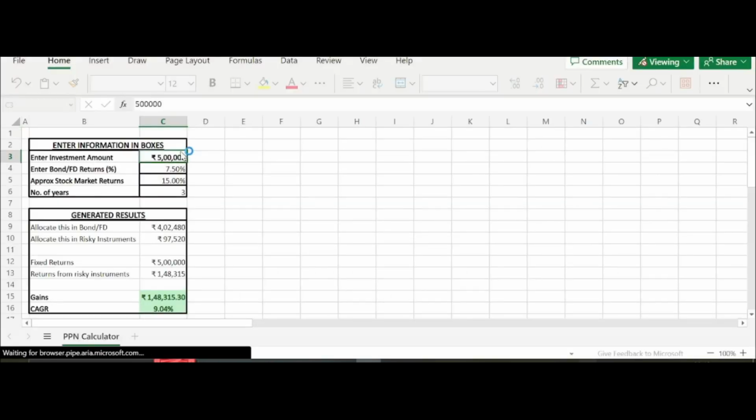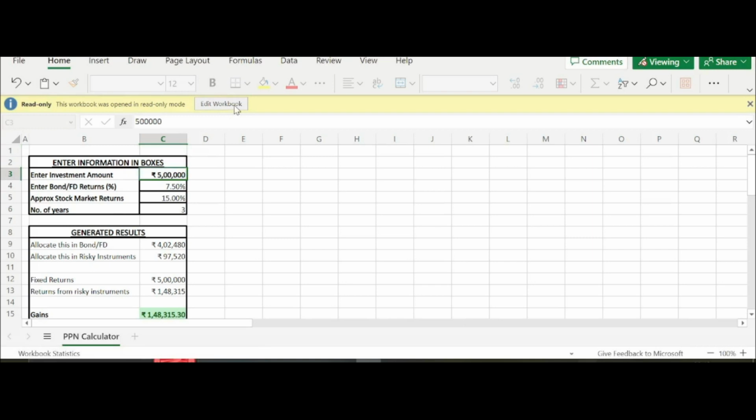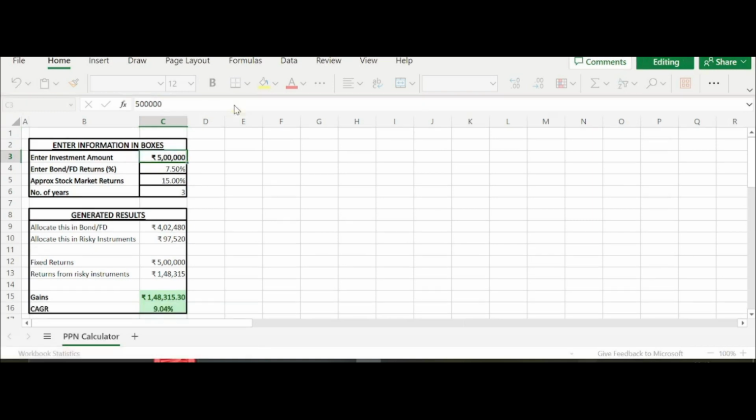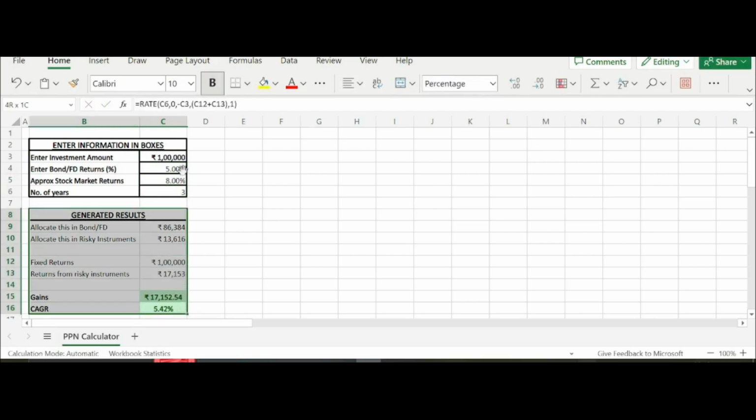So if you click over here, view full size workbook, then you can edit these fields and enter your own amounts and see how this will work out for you. So for example, it is giving around 5% and the rates are only 8%. So how much gains you will be experiencing from this investment.